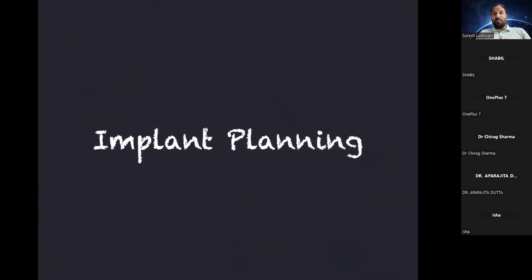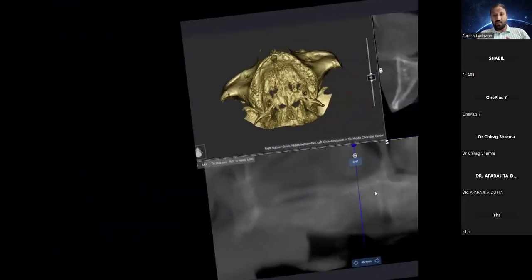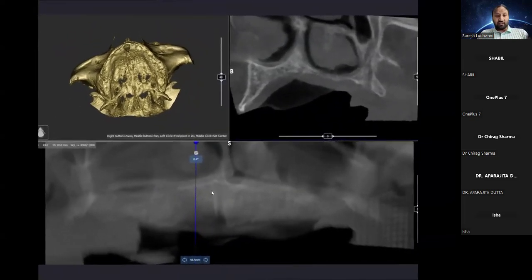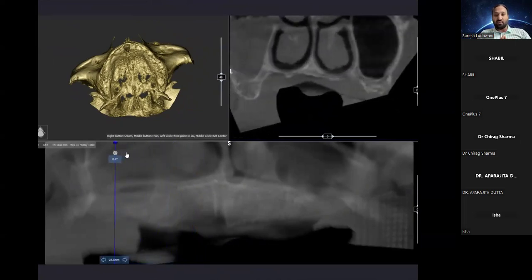Now, the implant planning. There is nothing extraordinary I'm going to show right now in the implant planning, which you now already know. But I will just show you a few tips and tricks. Now, this is the same case in which we are going to do the implant planning. So, what I will do is I will go first into that region. I will just explore that region.